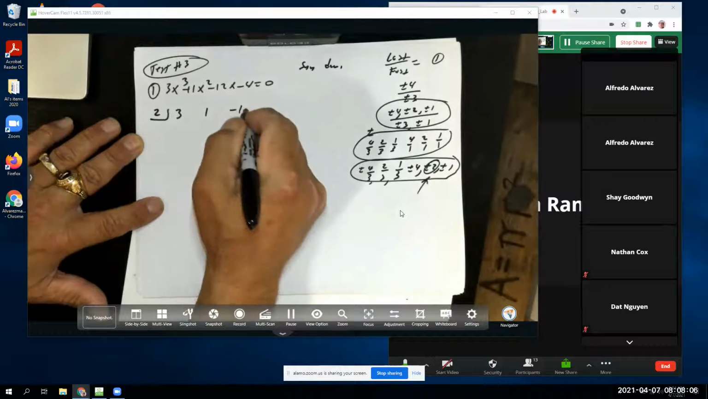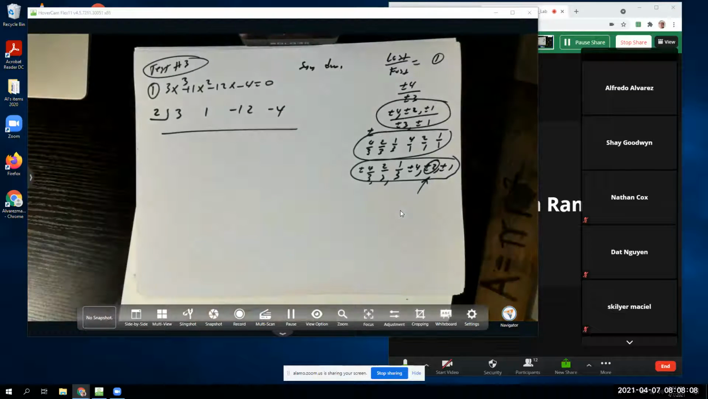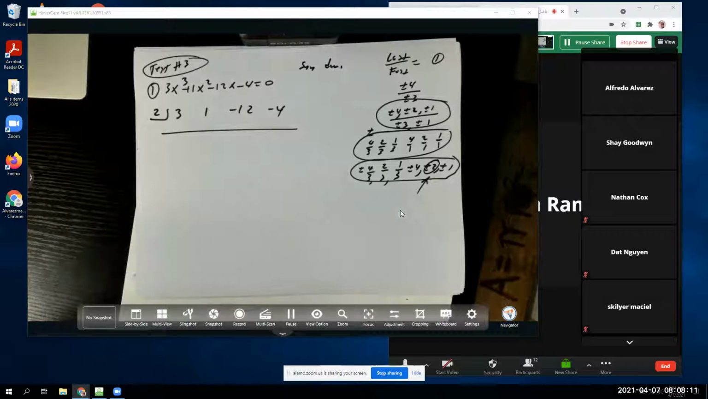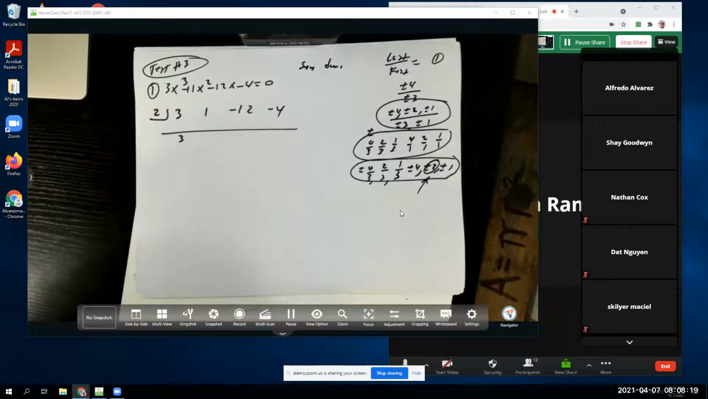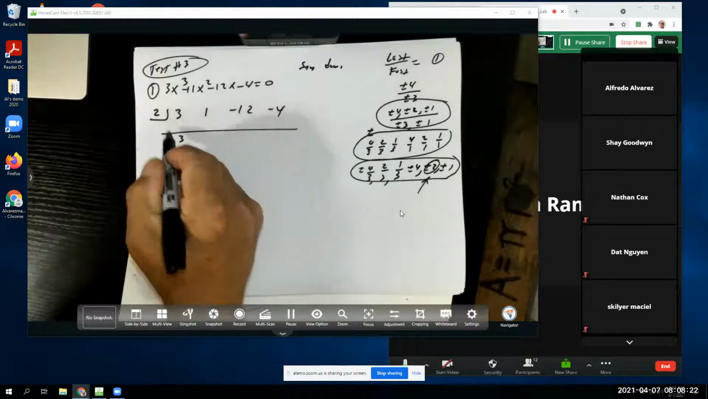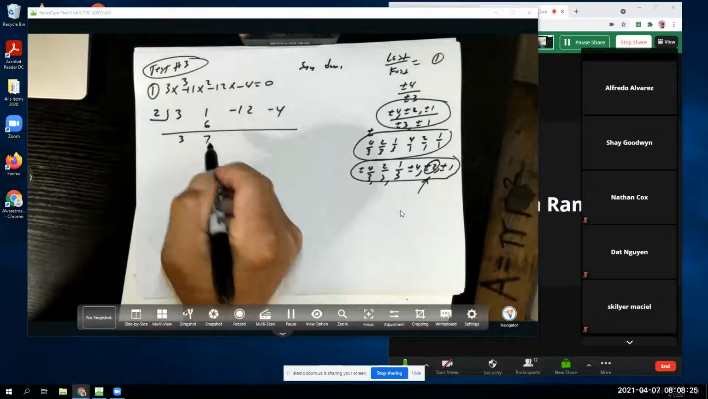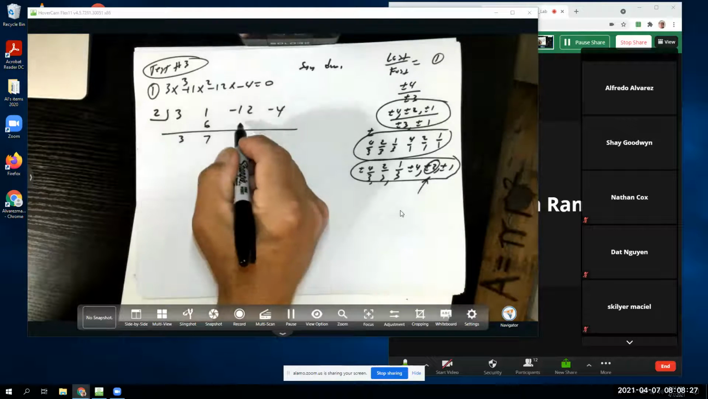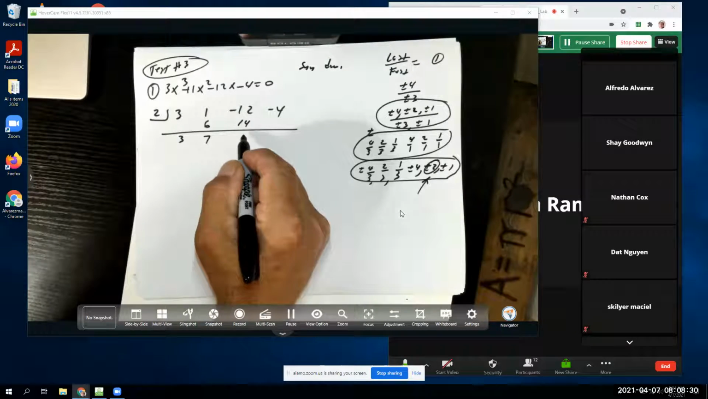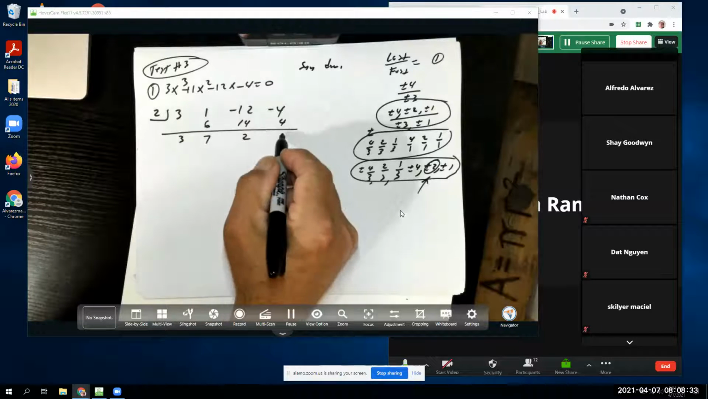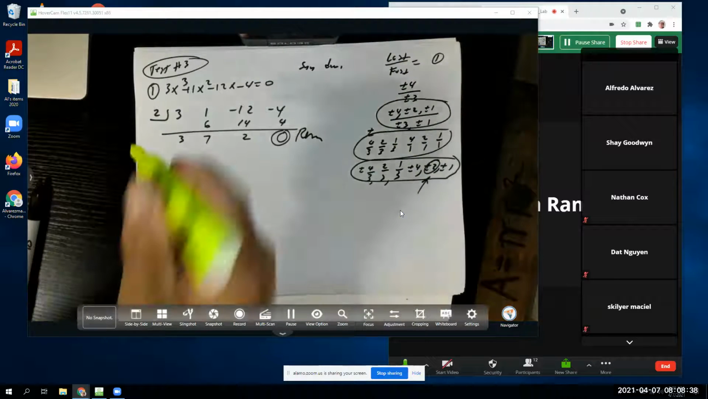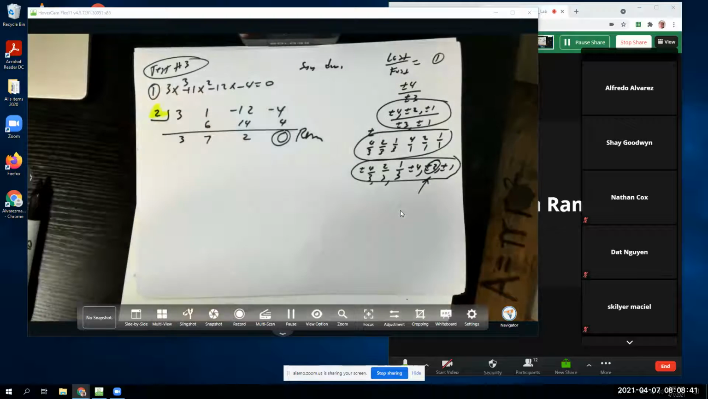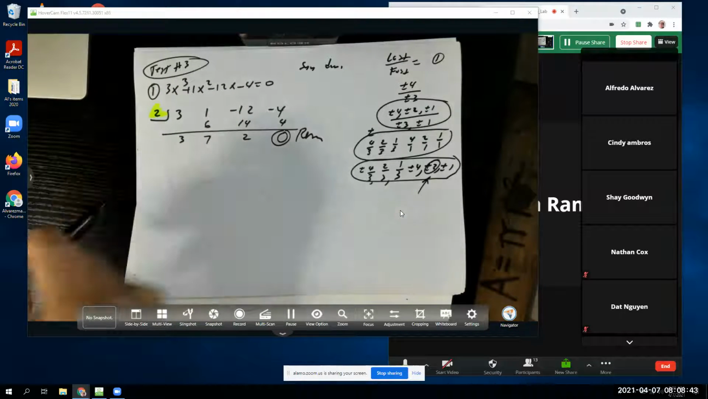3, 1, negative 12, negative 4. There's the setup. So now, I'm going to do synthetic division. You bring this number down here. Everybody okay with that step right there? You multiply 2 times 3 is 6, and 1 plus 6 is 7. 2 times 7 is 14, and 14 minus 12 is 2. 2 times 2 is 4. 4 minus 4 is 0. If the remainder is 0, that means that's an answer right there. Yes, this is an answer.